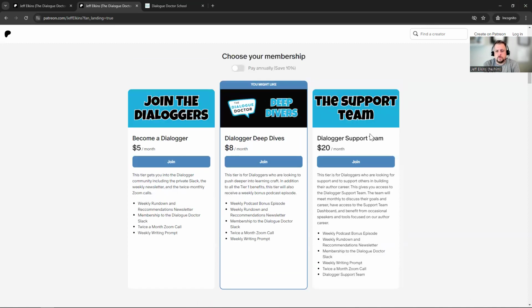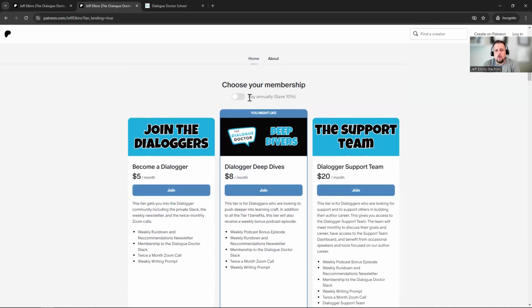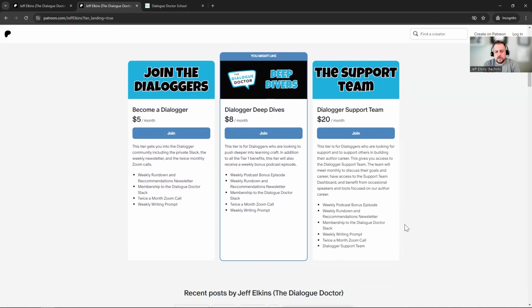You can subscribe monthly, where it just comes out of your credit card or your bank account every month. Or if you subscribe annually, if you click this button, you can pay annually. It shows you what it is a month annually. So those are the tiers.